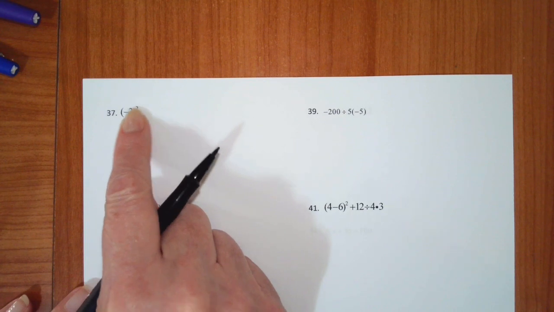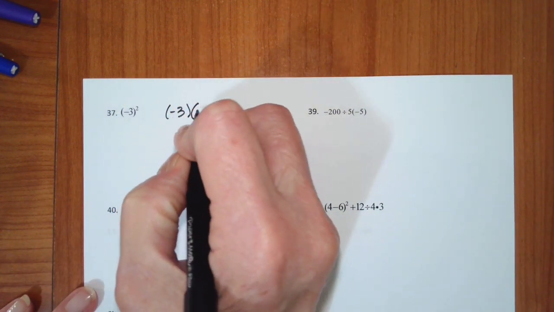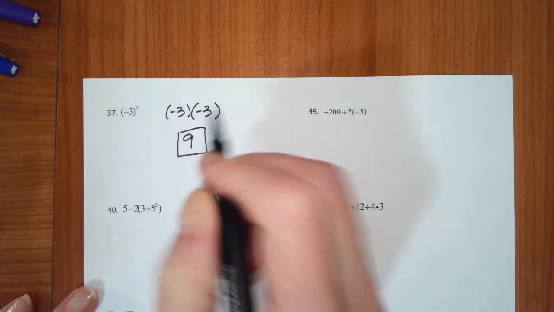If I have the negative sign in the parentheses, this means negative 3 times negative 3, which gives you a positive 9.